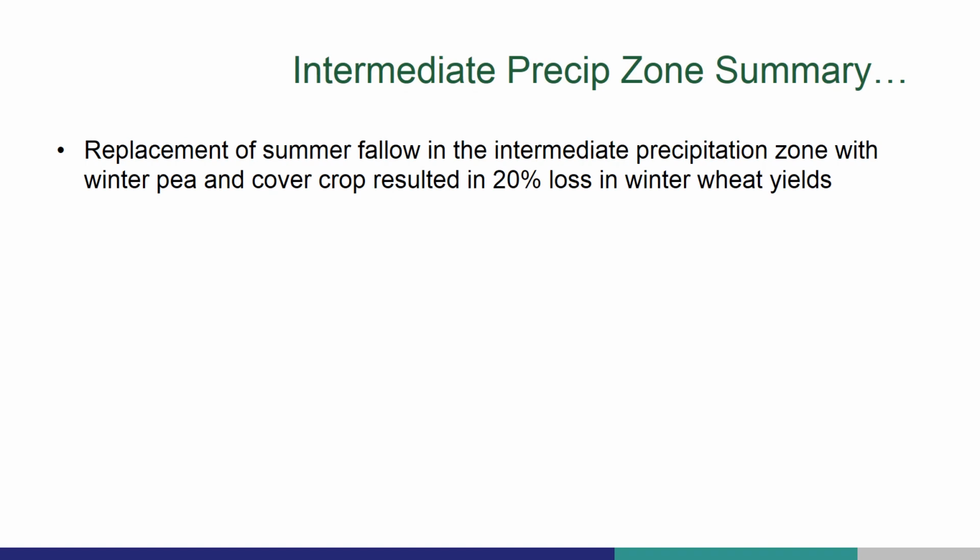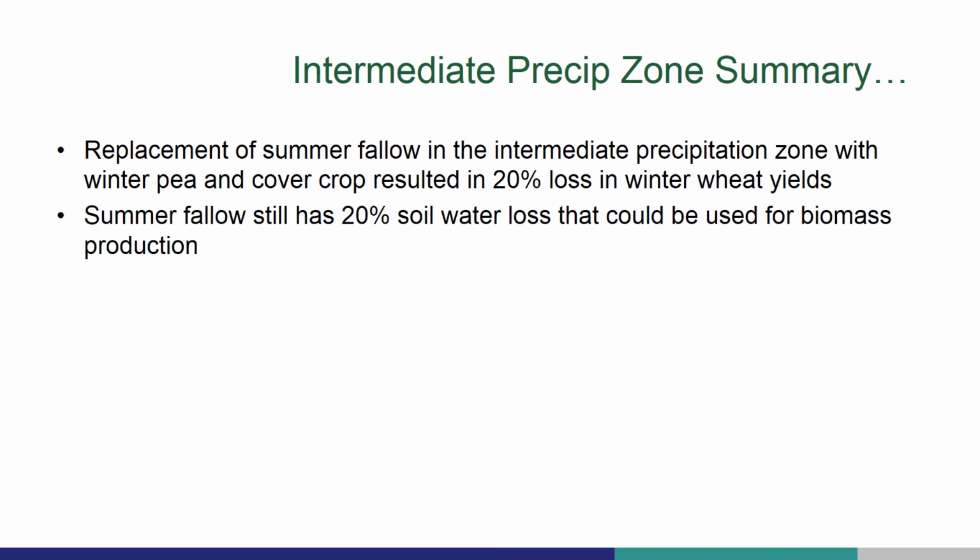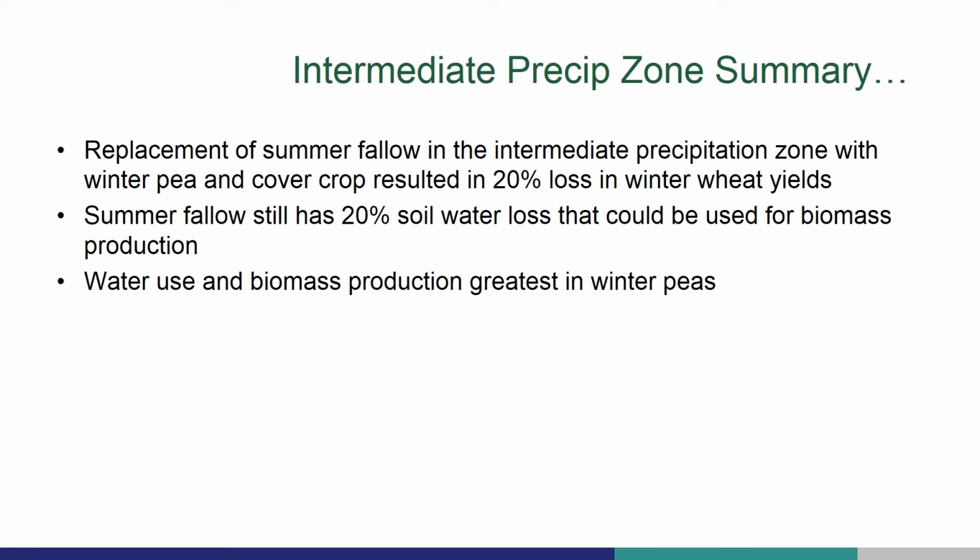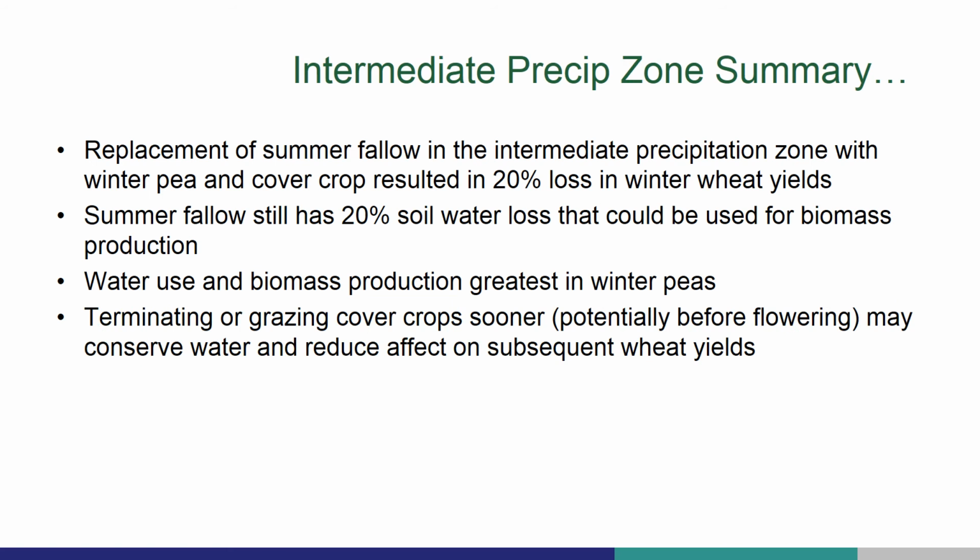So here's a summary. We replaced summer fallow in the intermediate precip zone with winter pea and cover crop. This replacement led to 20% losses in the winter wheat yields. Here again, maybe there's too much water demand. Maybe it was just a colder fall that led to this. Summer fallow still has 20% soil water loss that could be used for biomass production. So summer fallow is not totally efficient either. Water use and biomass production is really greatest in the winter peas. So the winter peas actually produce fairly well.